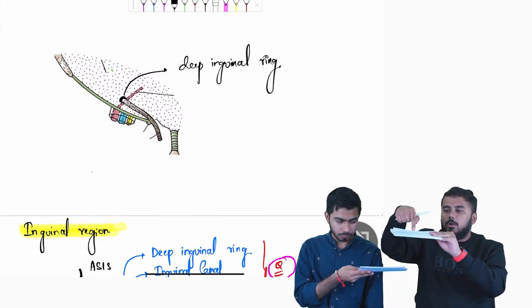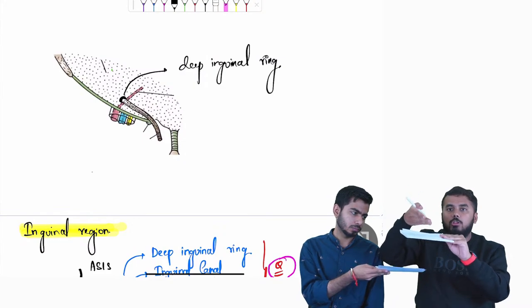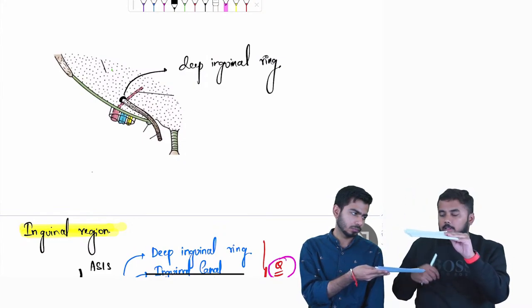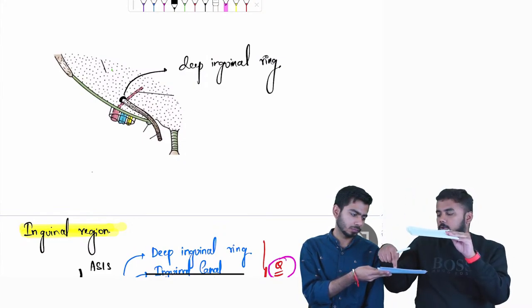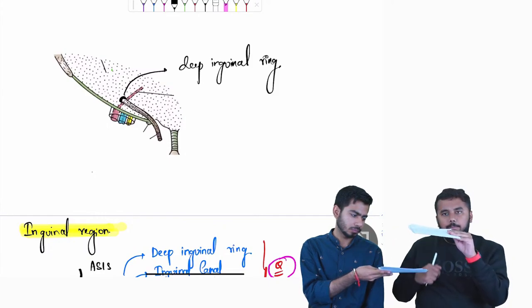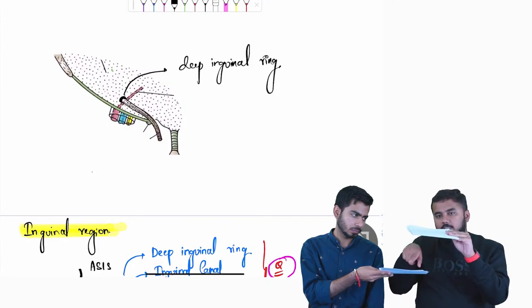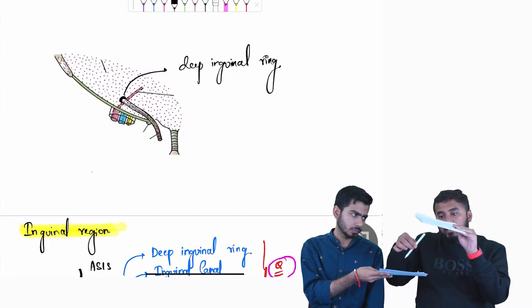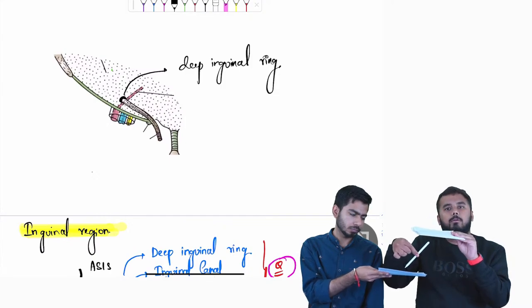External oblique muscle and transverse fascia. I told you there is a hole here. That hole is on the top, so it is called superficial. There is a hole here. That hole is called as a deep hole. So this is a superficial inguinal ring. That is a deep inguinal ring. Now in between these inguinal rings, there is a canal that is passing. This canal is called inguinal canal. Now through this inguinal canal, there is a white color cord that is passing. This is called spermatic cord.